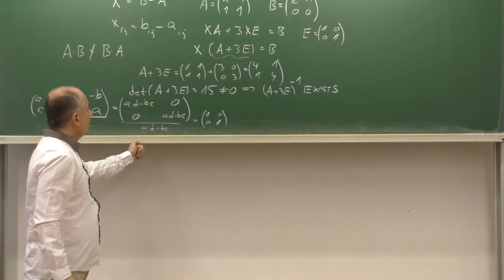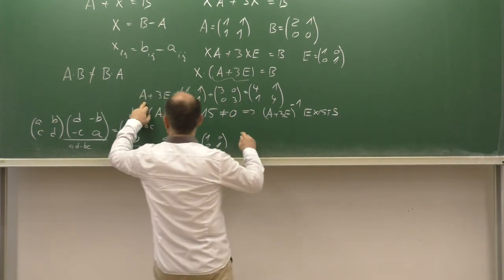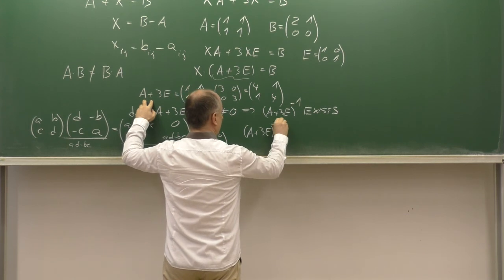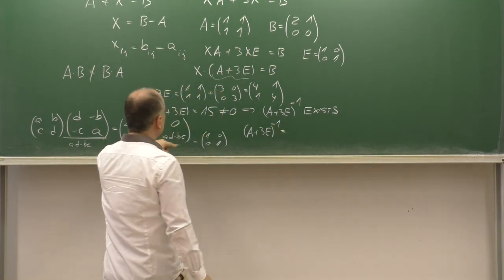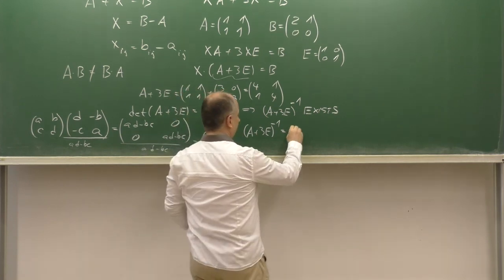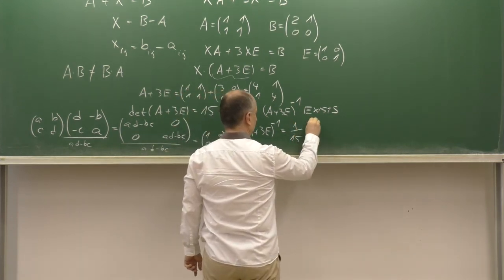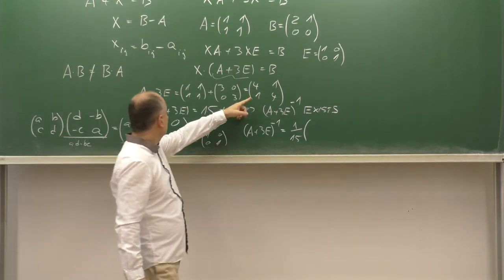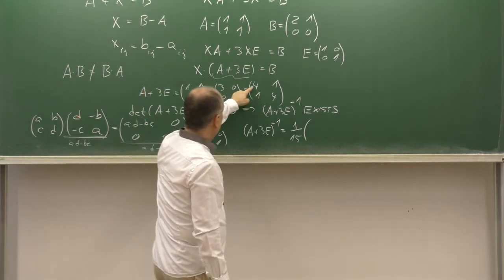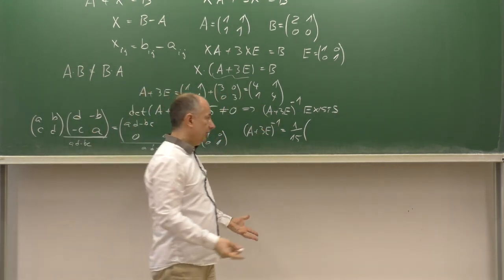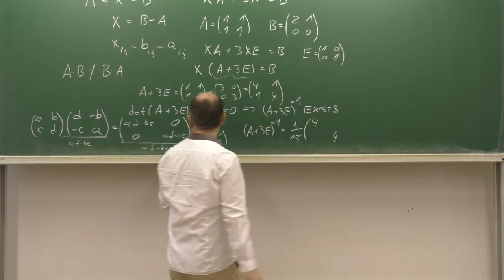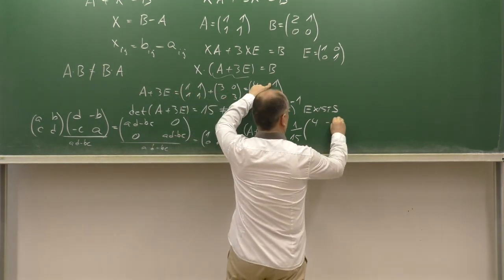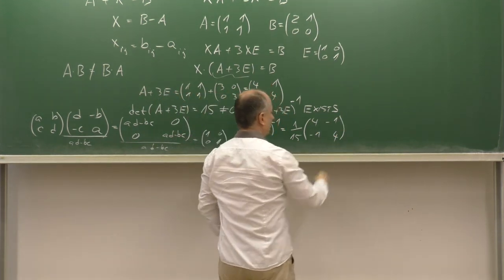So we can use this trick to find the inverse for the matrix A plus 3E. A plus 3E inverse will be 1 over the determinant, which is 15, so 1 over 15, times the matrix that we find from this by swapping the elements A and D. But if we swap 4 and 4, this is the same, and by multiplying the other two elements by -1. So instead of 1 we have -1, and instead of 1 we have -1.